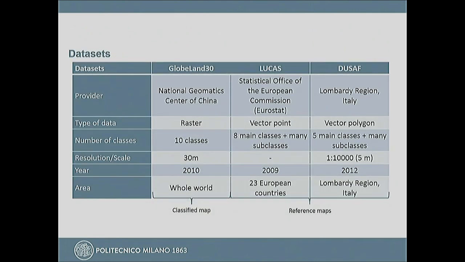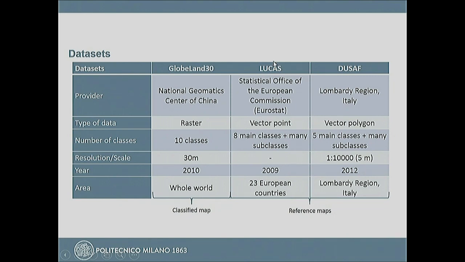With respect to the data that are provided, because we provide you also some data in such a way that you can train yourself in using that, the data that we decided to use is Global 30. Global 30 is a raster map. We have 10 classes. The resolution is 30 meters. And we decided to use the map corresponding to 2010.